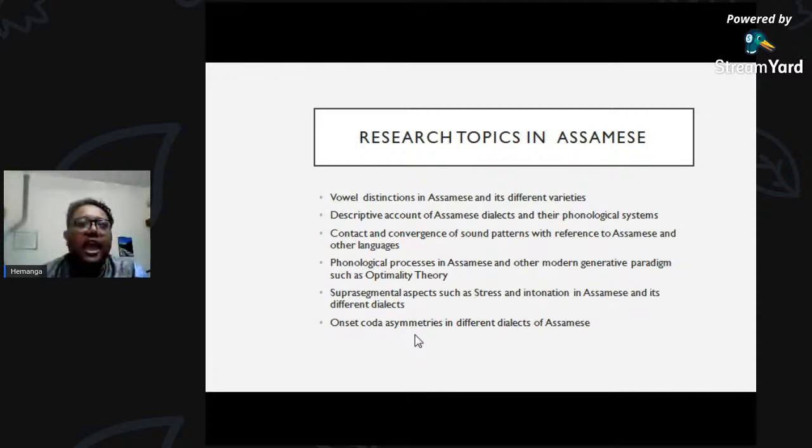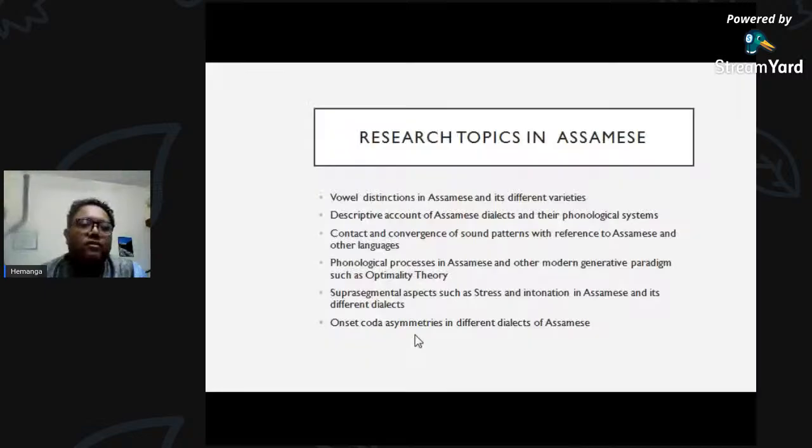So we can have the hierarchy of sounds in terms of place, manner and laryngeal property, which can be helpful in having a broader understanding of the phonological process in strength theory and in onset coda symmetries and all these things. Then phonological process in Assamese we have there.